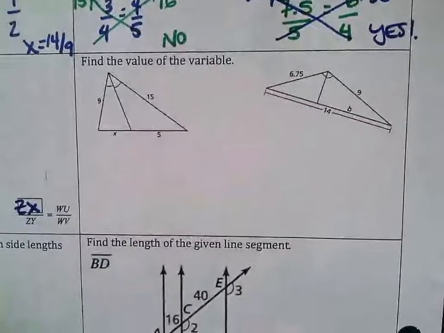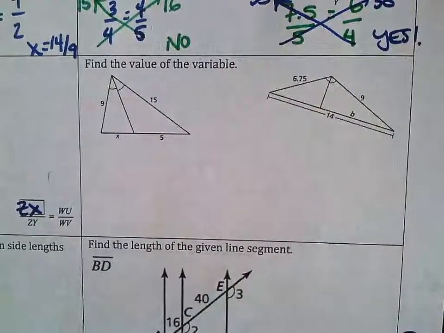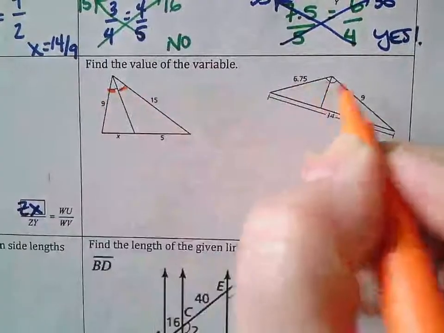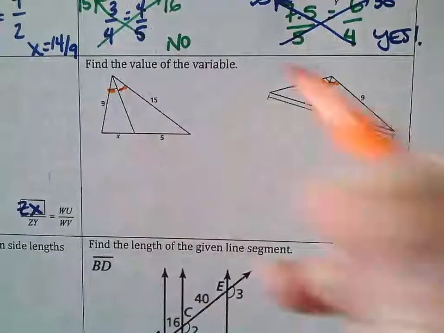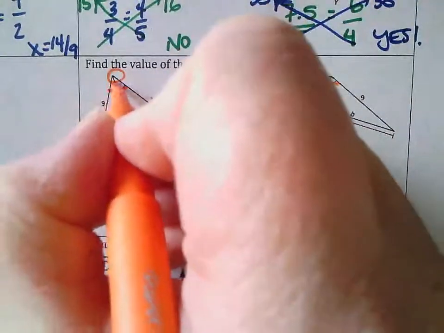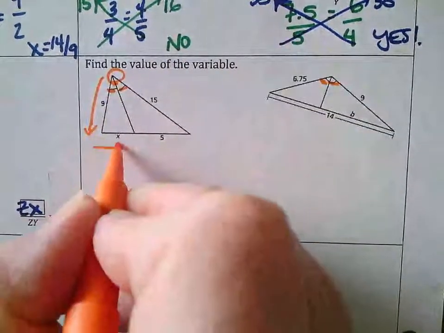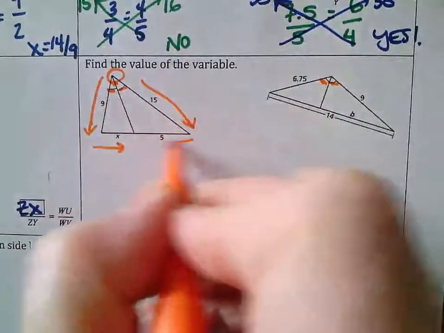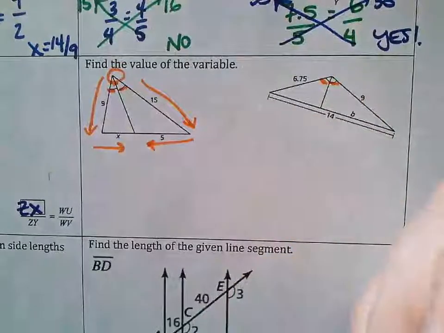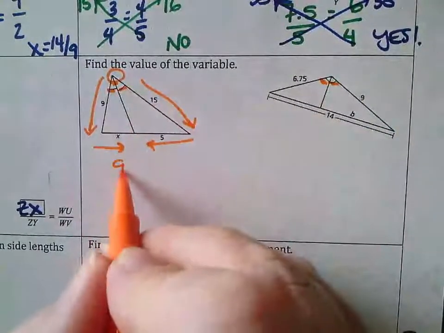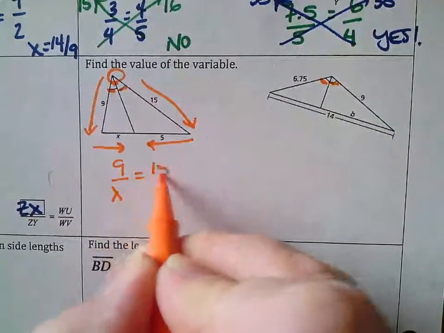Find the value of the variable. So I told you if it's a bisector like this, these are bisectors right here, then you're going to start with the point they have in common and work your way around. So 9 over x is equal to 15 over 5.